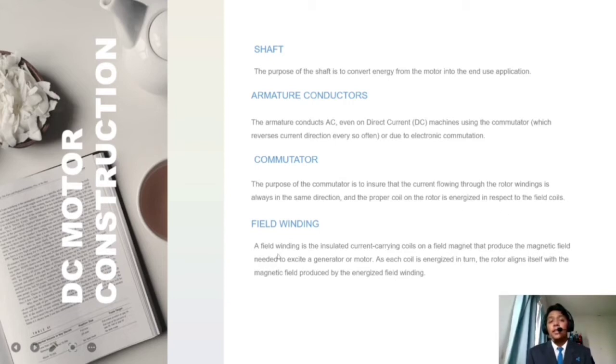Next, we have the field windings. Field windings are the insulated current carrying coils on a field magnet that produce the magnetic field needed to excite the generator or motor. As each coil is energized in turn, the rotor aligns itself with the magnetic field produced by the energized field winding.